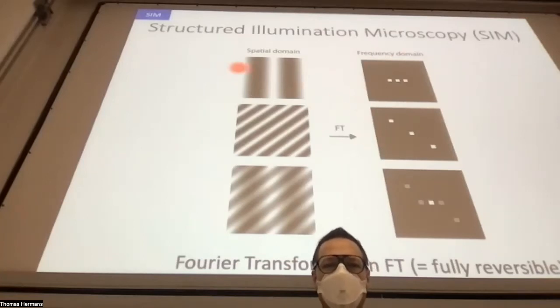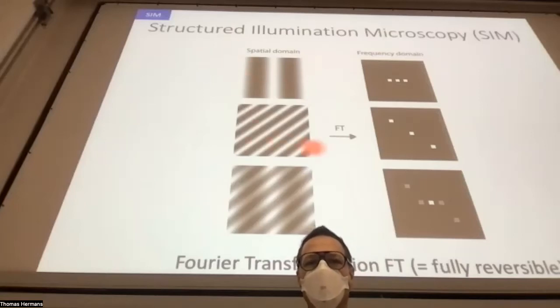Basically, we have to understand first that we can look at information in the spatial domain, which is what you normally do when you take a photo, but we can do a Fourier transformation to the frequency domain.